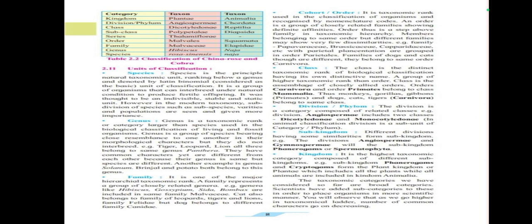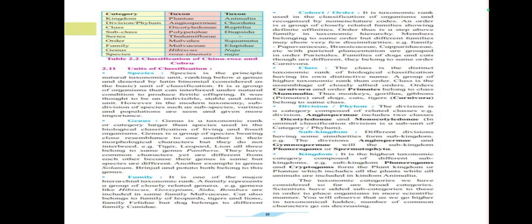Family is one of the major hierarchical taxonomic ranks. A family represents a group of closely related genera. Example: genera like Hibiscus, Gossypium, Sida, Bombax are included in the same family, Malvaceae. Cat also belongs to the family of leopards, tigers and lions, family Felidae, but dog belongs to a different family, Canidae.